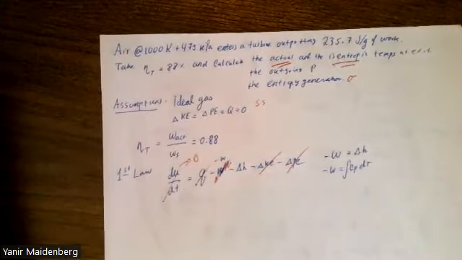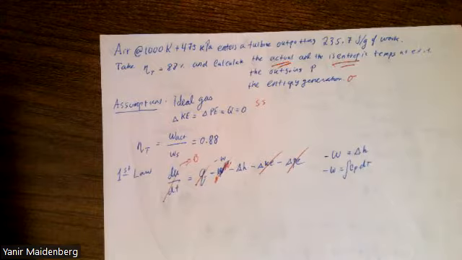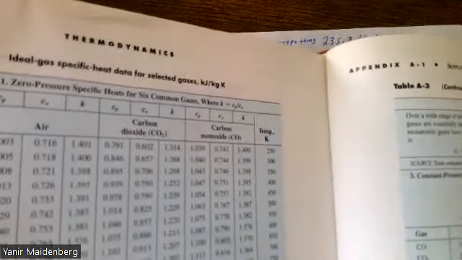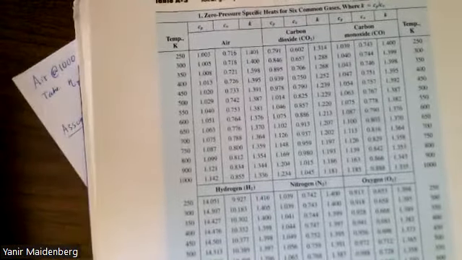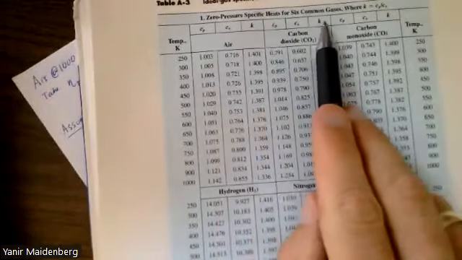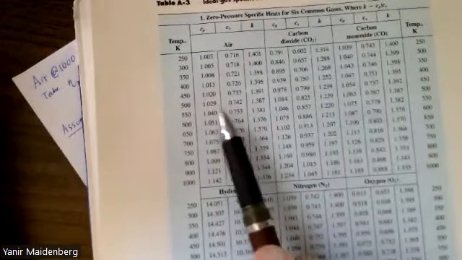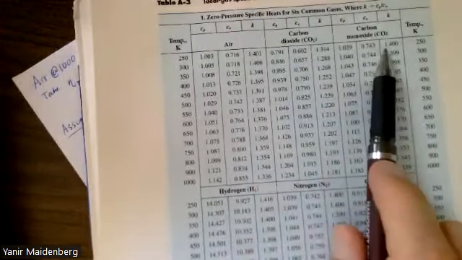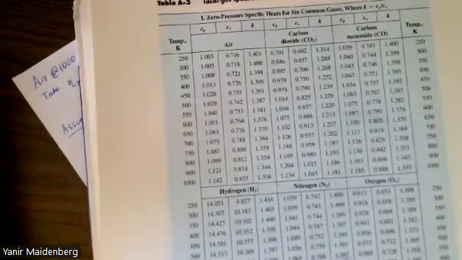Okay, so what I will do is make the assumption that Cp is temperature invariant. Now, I don't have to if I have Cp data for air, but I will. So I'm going to go to the back of the book, and in the back of the book, you have information for specific heats. So zero pressure specific heats for six common gases. We have air, carbon dioxide, carbon monoxide, hydrogen, nitrogen, oxygen.